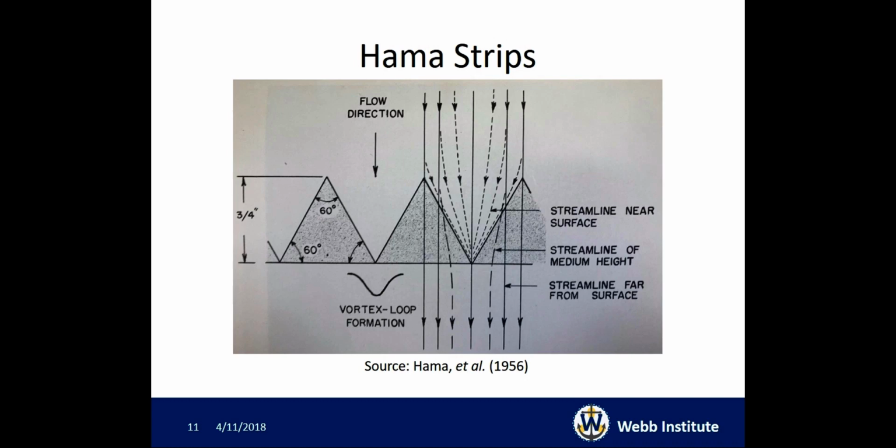To discuss briefly how these Hama strips work, here's a diagram. The small dashed lines are streamlines close to the surface within the triangle. And you can see these streamlines converging towards this point and then creating a stagnation point. Slightly above, in the larger dashed lines, there is some contraction, but not nearly as much, and far away from the surface, the flow is unaffected. This change in the amount of contraction creates a three-dimensional vortex, and that will actually produce turbulence behind the Hama strip.